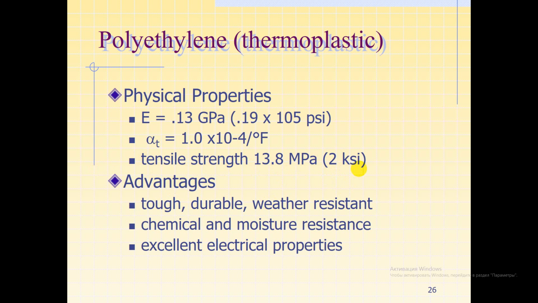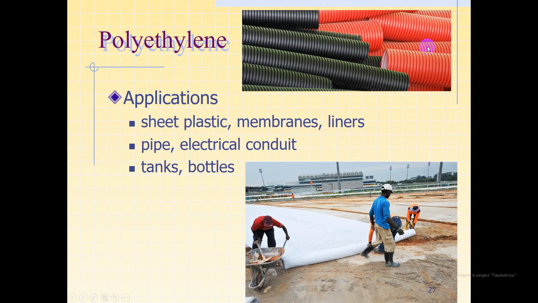Advantages are tough, durable, weather resistant, chemical and moisture resistance, excellent electrical properties. Applications of polyethylene are sheet plastic, membranes, liners, pipe, electrical conduit, tanks, bottles, etc.